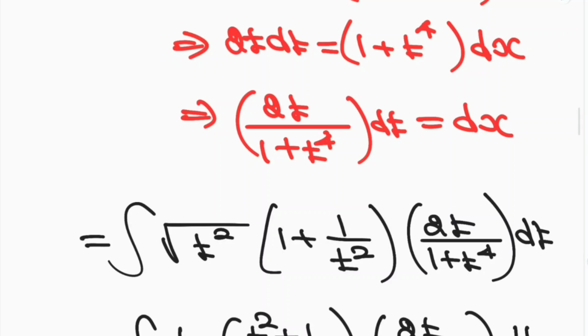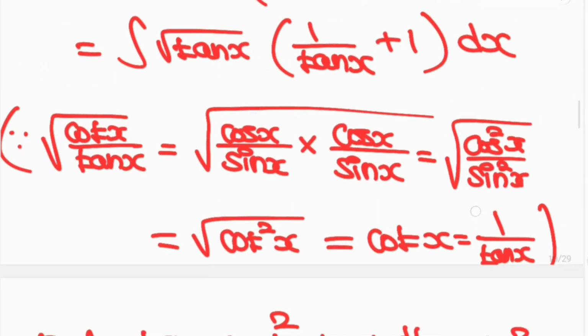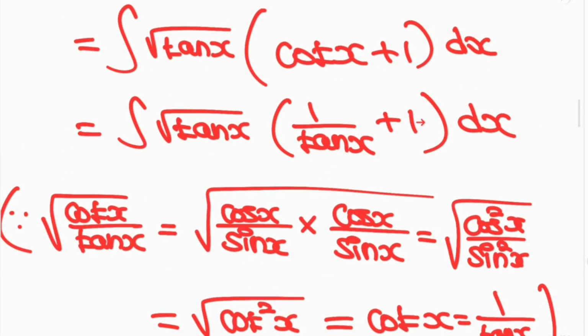And wherever tan x is there, we put t square. So there is root of tan x, so root of t square, into 1 plus 1 by tan x, which is root t square, right? So that is what is here: 1 by tan x plus 1, or 1 plus 1 by tan x, whichever way you write it, is the same.